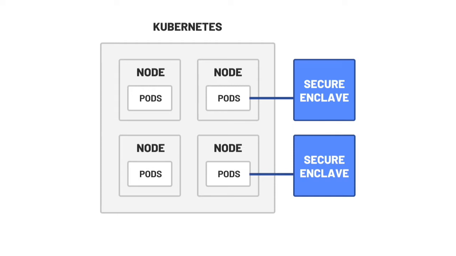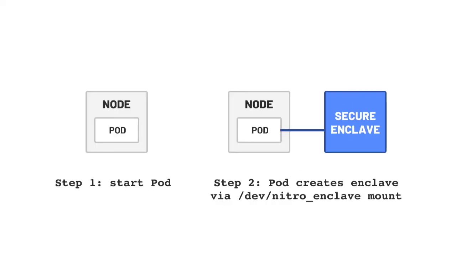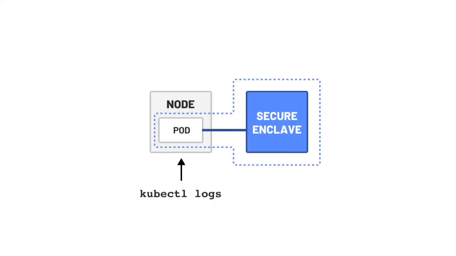And when we instantiate a pod, what we do is tell that pod to instruct the hypervisor to boot one of these enclaves and connect it to our pod. So we do that by mounting this device in, Nitro_enclaves, and that talks to the hypervisor. And so when we run kubectl log, what we're doing is communicating with that pod, but it's actually the set of the logs from the pod itself and the application running inside of the secure enclave.